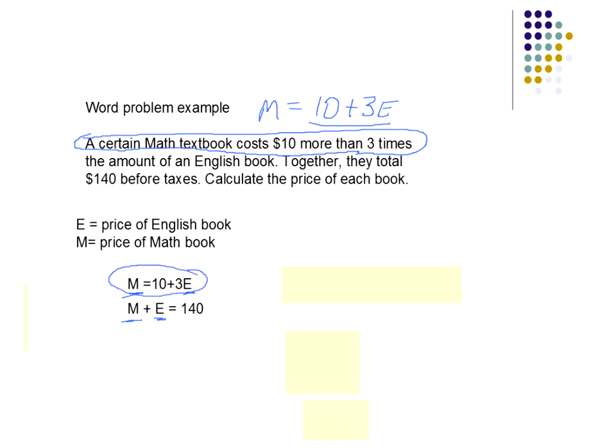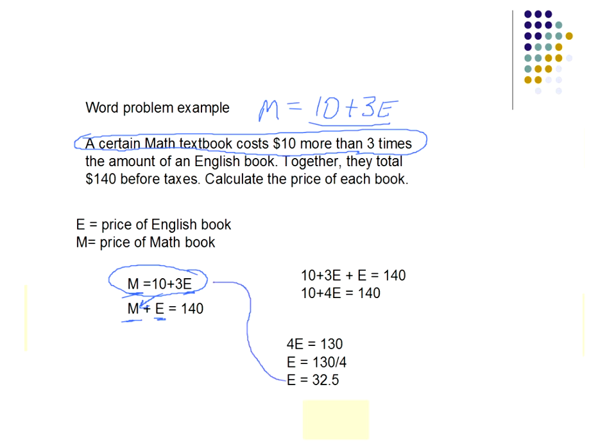Now this is already solved for M, so I can plug that into here. Wherever I see an M in the second equation, I'll plug in 10 plus 3E. I'll collect like terms. Now I can solve for E. Since I have this E value, 32.5 or $32.50 for an English book, I'm going to now plug this back in here, and I'll get the price of the math book.